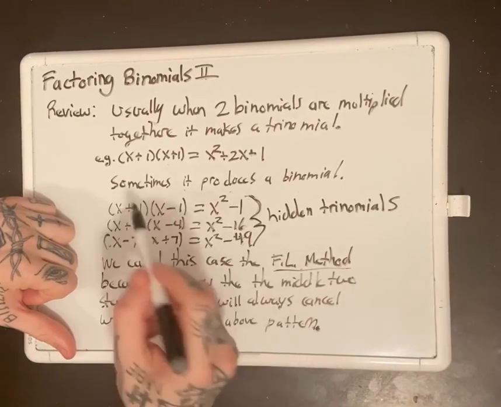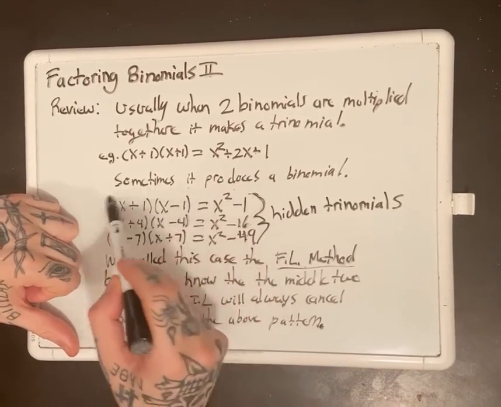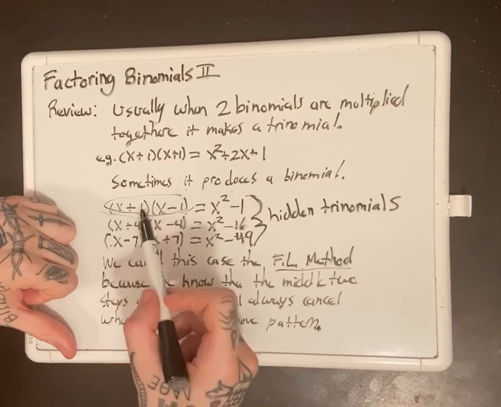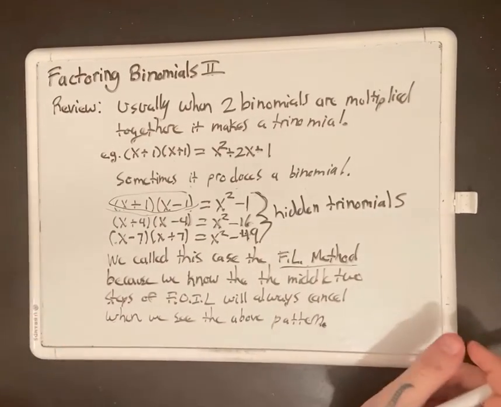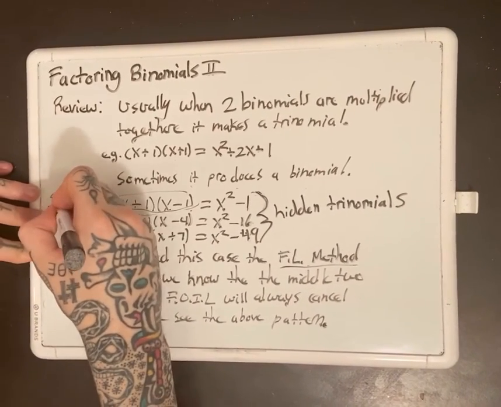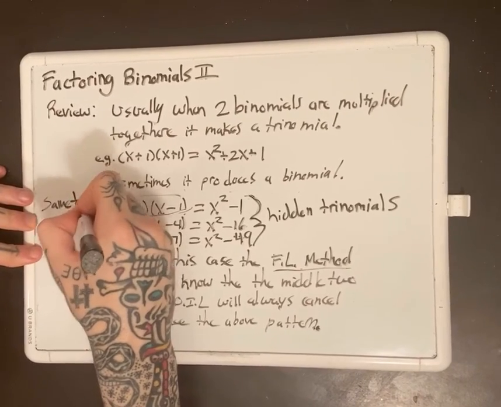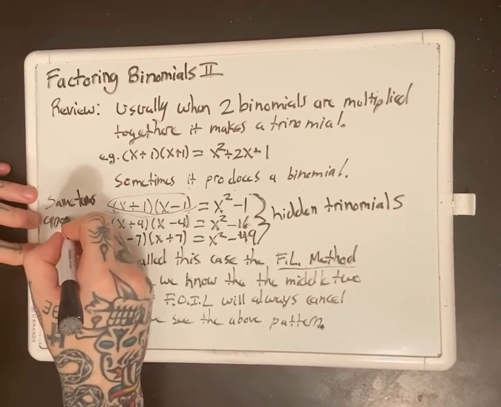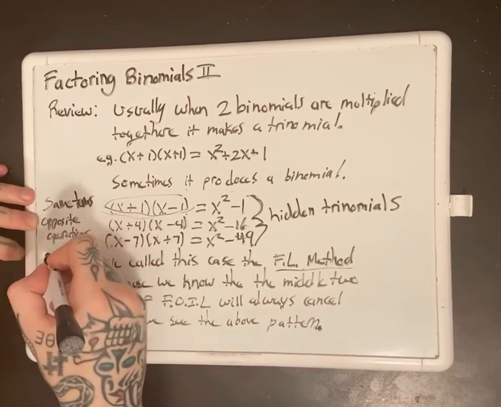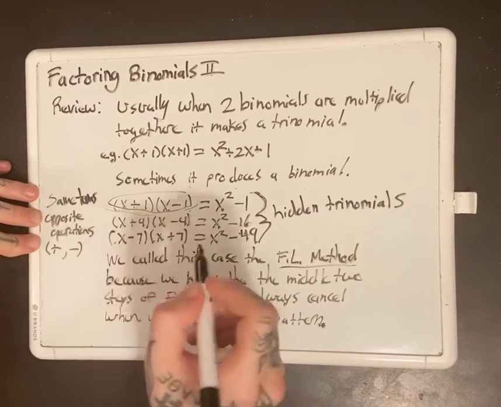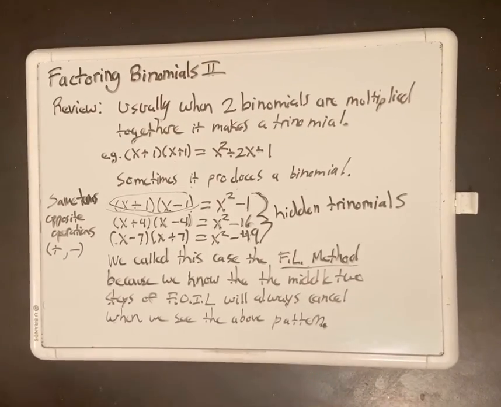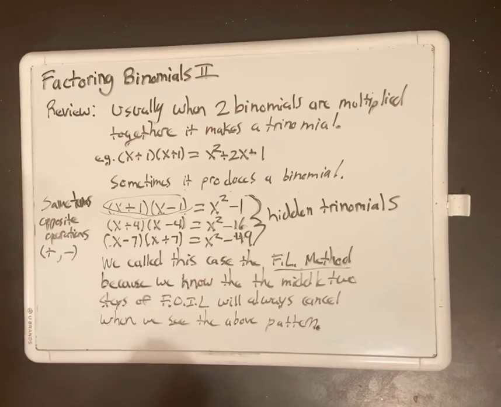So I have to FOIL this to get this, but when I see this pattern, I know I don't have to do the whole step. I can just square the x and square the 1 and put a subtraction between it. Okay? And the pattern we look for is same terms, opposite operation. So you want one addition and one subtraction. Addition, subtraction, addition, subtraction, subtraction, addition. Okay? So now we're going to look more at these hidden trinomials.